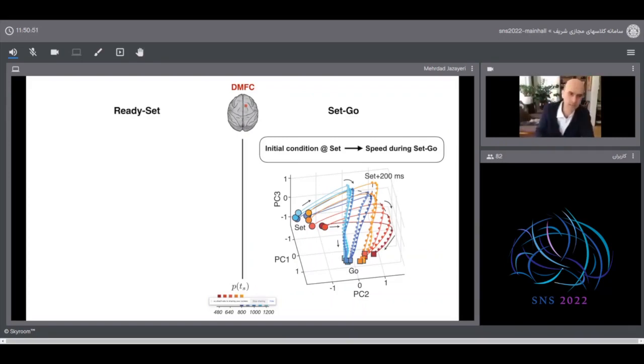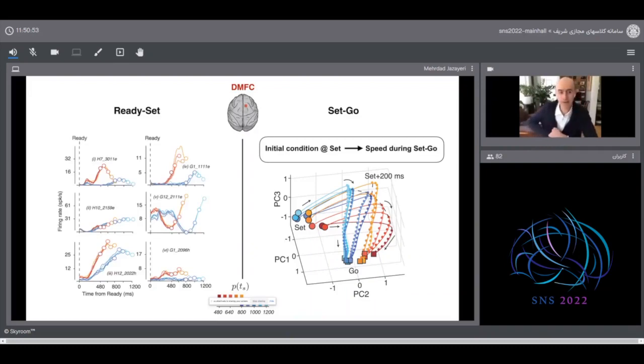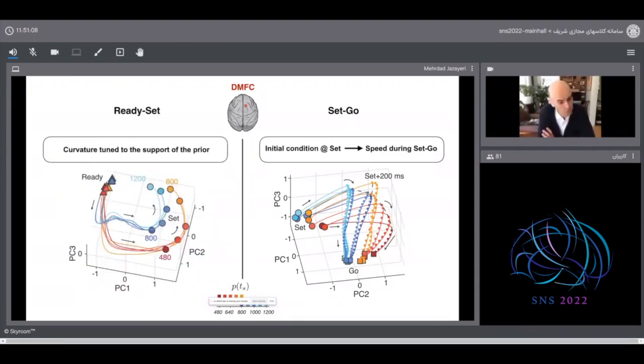What about the ready set? Well, in the ready set, we found neurons that were generating very different patterns of activity depending on the two priors, and highly heterogeneous. It was not necessarily all ramping up or oscillation or things of that kind. But when we looked at the neural trajectories, what was a striking finding was that indeed the neural activity established these curvatures that were tuned to the domain of the prior.